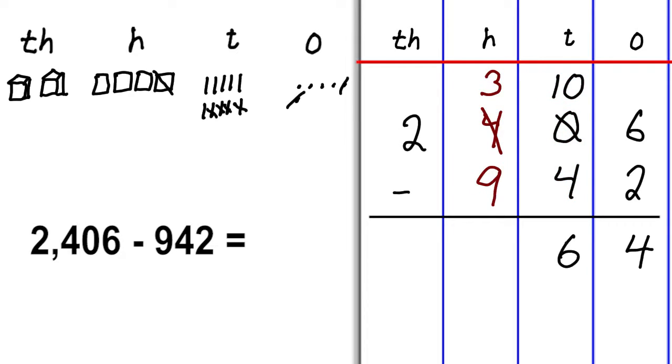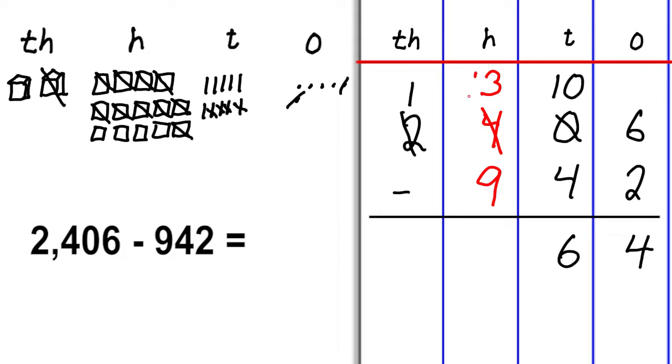Do we have to regroup in the hundreds place? Yes. So let's regroup the 2,000 to 1,000 and 10 hundreds. 10 hundreds plus 3 hundreds is 13 hundreds, so we can take away 9, leaving 4 hundreds, and we still have 1,000. 2,000 becomes 1,000 and 10 hundreds. Now there are 13 hundreds, minus 900 is 400, and 1,000 subtract nothing is 1,000. Our answer is 1,464. Now let's put the comma between the thousands place and the hundreds place.